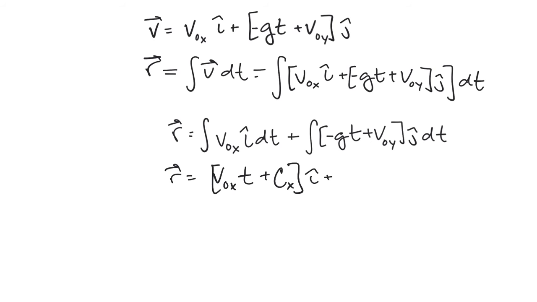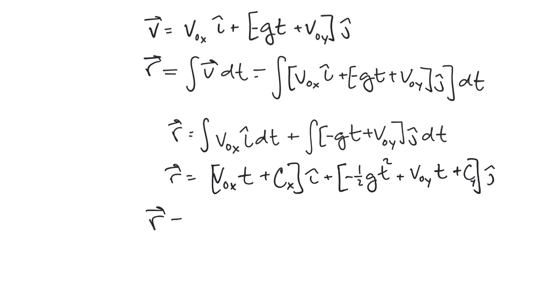Now I've got to integrate the other side, plus the integral of negative gt. The integral of negative gt is negative 1/2 gt squared plus velocity naught in the y direction. Integral of that is velocity naught in the y direction times t. Then we've got our constant of integration again, this time in the y direction, and that's times j. So if you look at this, this looks suspiciously like some of your kinematics equations in there. This is how they're derived. But let's go ahead and put in those constants of integration.